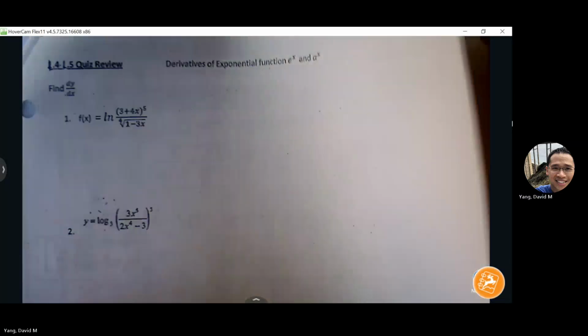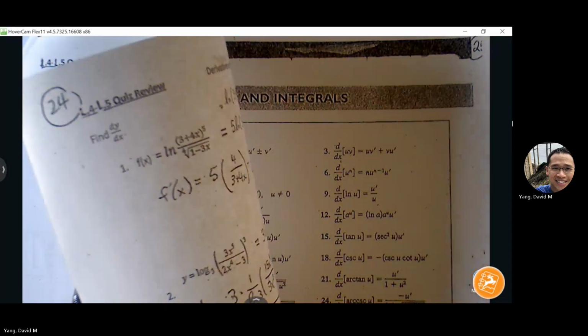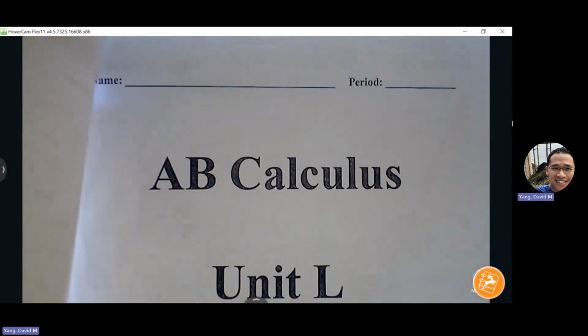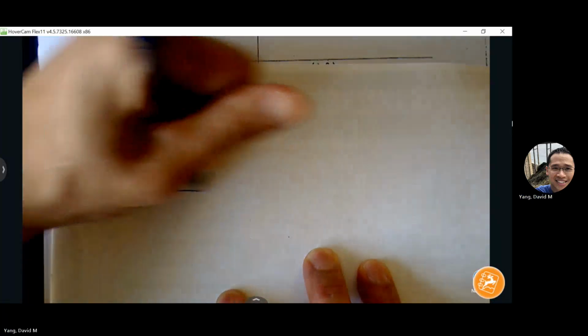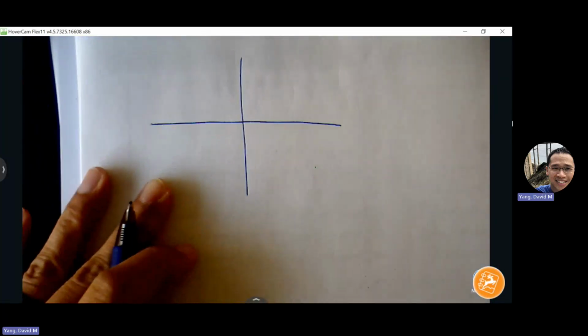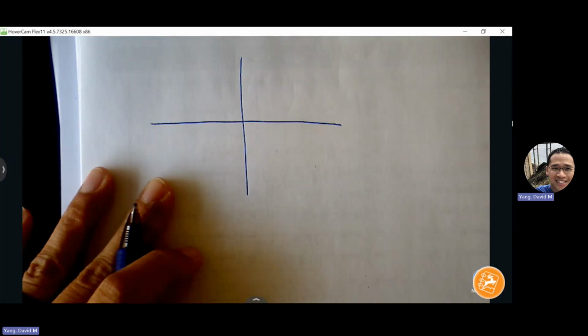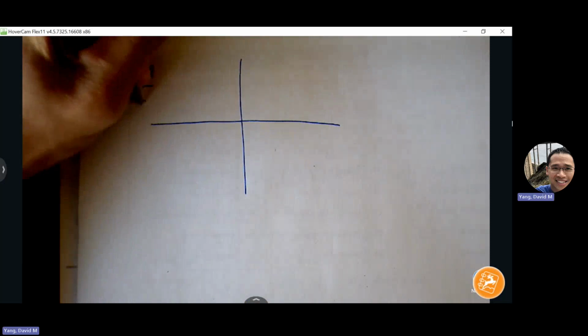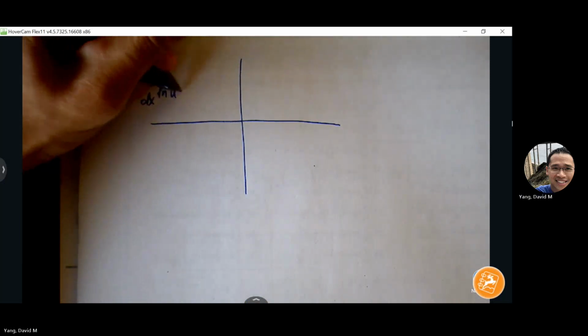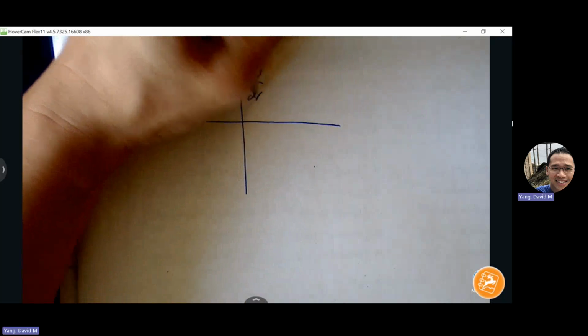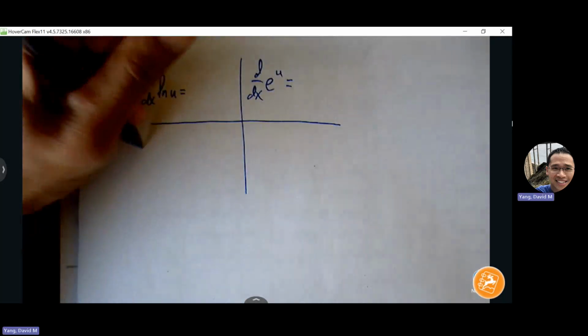Okay, so page 23. Let's see, your packet has a blank page on the back, right? Okay, so I want us to practice the new rules. At the very back of your packet, I want us to do this every day leading up to the quiz, just so that we can have that practice of memorizing these rules.